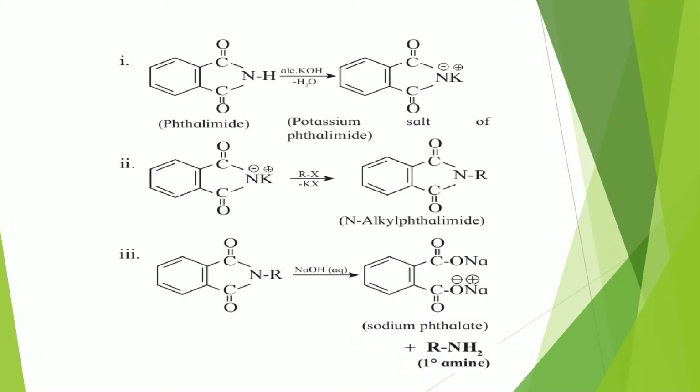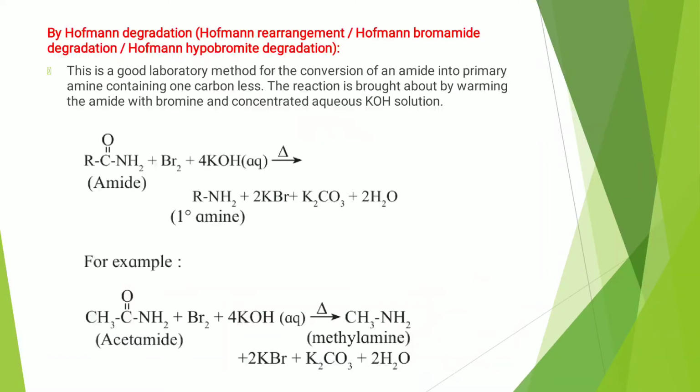Phthalimide reacts with alcoholic KOH to form potassium salt of phthalimide. Then this potassium salt will react with alkyl halide to form N-alkyl phthalimide. And in the last step, N-alkyl phthalimide will react with aqueous NaOH to form sodium phthalate and primary amine. And in the last reaction, Hofmann bromamide degradation, the amides are reacted with bromine in aqueous KOH to form primary amine plus KBr plus potassium carbonate plus water.